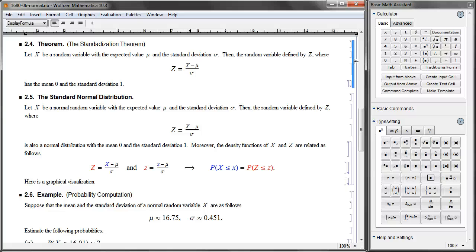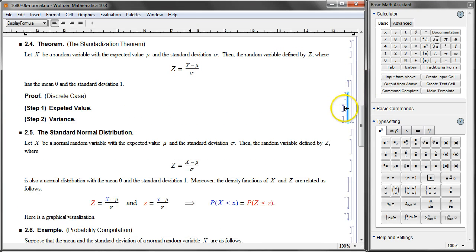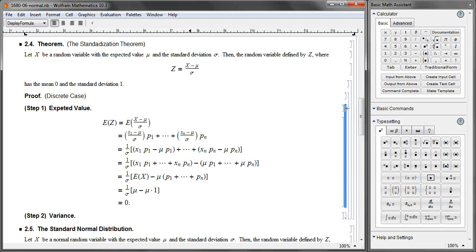Okay, here we go. X is a random variable with the expected value mu and the standard deviation sigma. Then the random variable given by Z, like this, x minus mu over sigma, has the mean 0 and the standard deviation 1. By the way, we established it and proved it in chapter 5 for discrete case. Here is the proof for the mean. As you can see, the expected value of Z is 0.